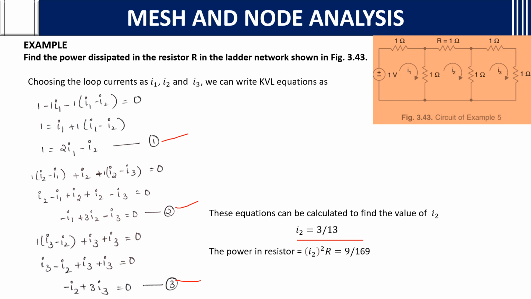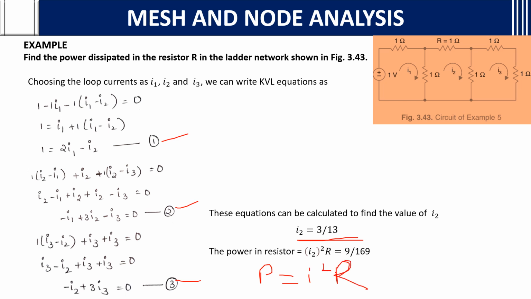Then power, if they want the power in the resistance R in the ladder network. They want the power in the resistor. If they want the power in the resistor, what we need to do? We already know I2. Power will be equal to I square R. If you remember the formula, I square R.